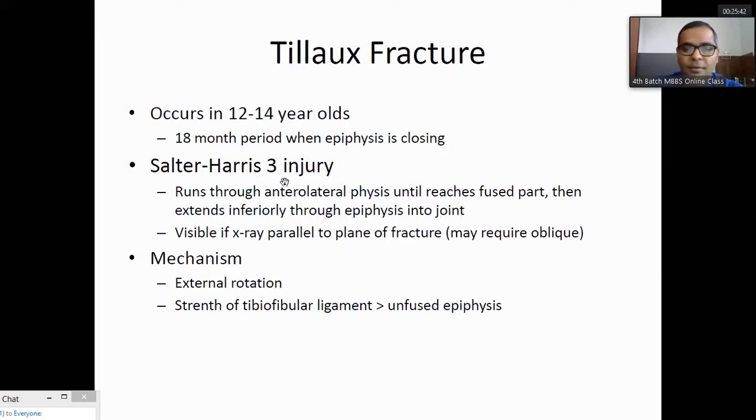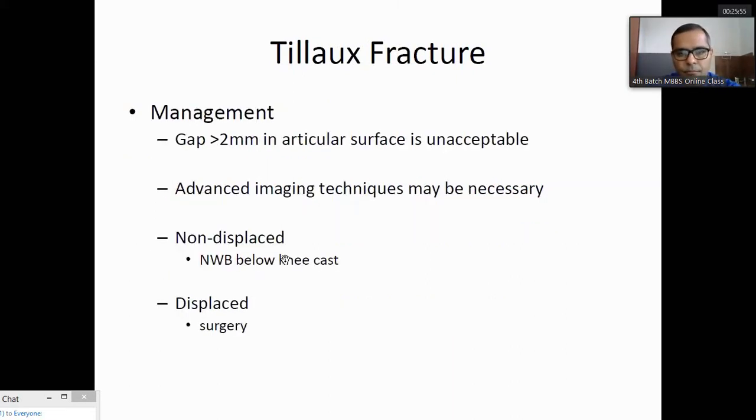I think you have already gone through the lecture on physeal injuries. So it goes from the metaphysis through the physis into the joint epiphysis. So this is type 3. If it is displaced more than 2 millimeters, we need to fix it. We have to reduce it and stabilize it. Sometimes only reduction is enough, and sometimes we need to hold it with a screw.